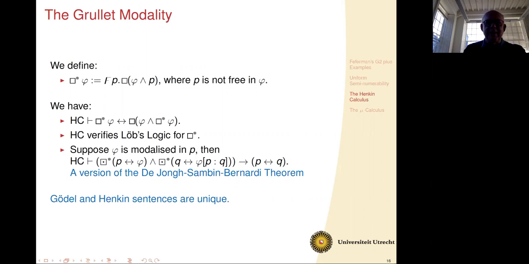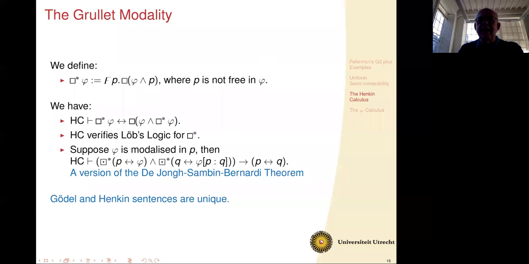So the Grullet modality is really the fixed point of box phi and p, where p is not free in phi. And the nice thing is, of course, that for the Grullet modality we have Lbs logic, and we can prove in the Hankin calculus the de Jong-Sambin-Bernardnik theorem, right?